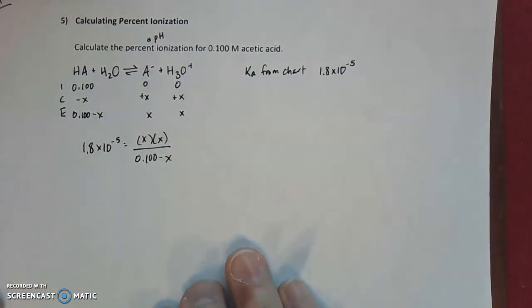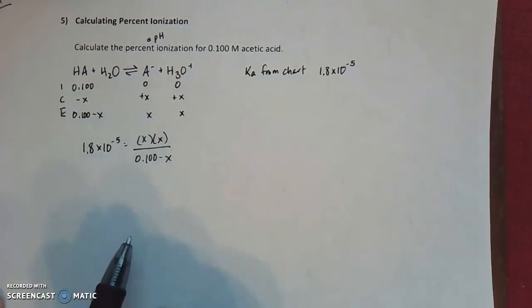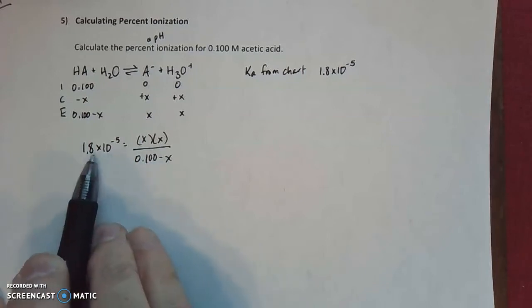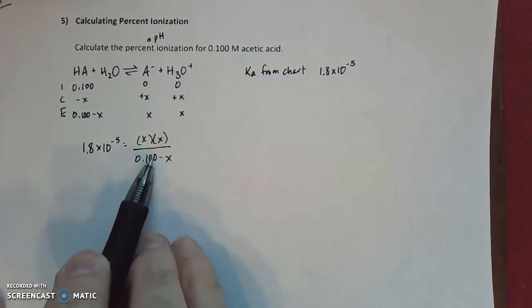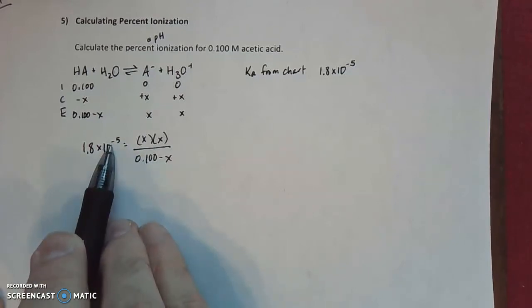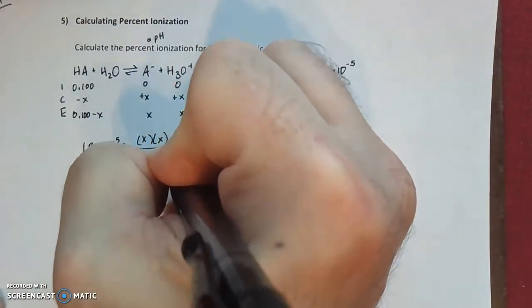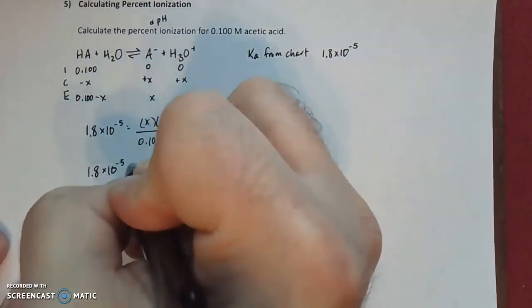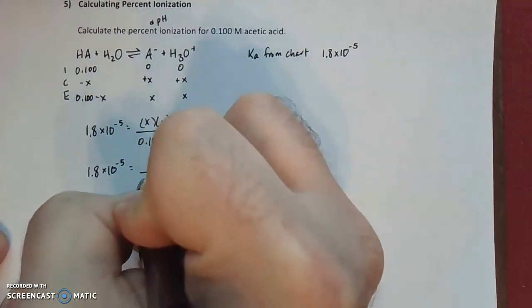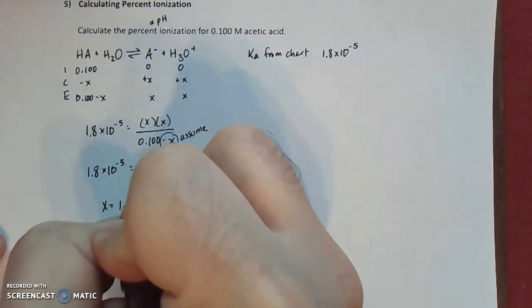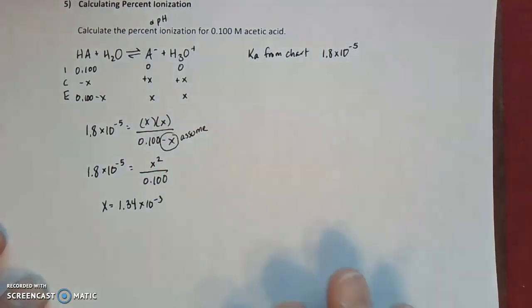So now we have to look and see if we're safe to assume. So remember, our ideal is our HA value, 0.100, and our Ka, 1.8 times 10 to the negative fifth, have to be 4 or more place values apart. This is times 10 to the minus first to the minus fifth. We are 4 apart. We are safe to assume. So we get 1.8 times 10 to the negative fifth is equal to x squared over 0.100. So we get x is equal to 1.34 times 10 to the negative third.